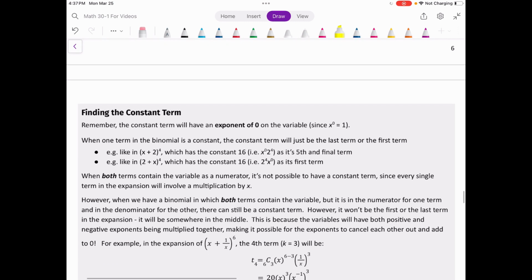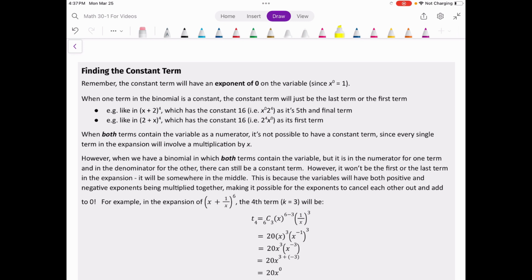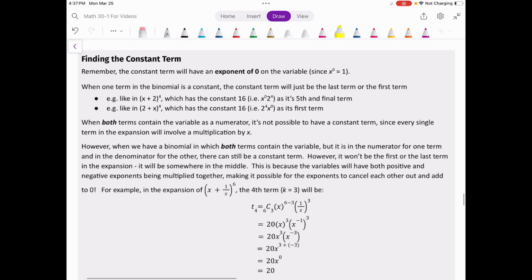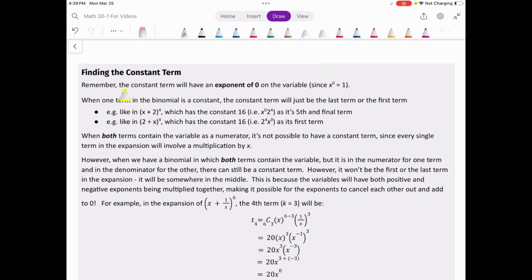Okay, let's talk about finding the constant term and more generally, finding a term when we don't exactly know at the beginning which term we're looking for. So let's start out with talking about finding the constant term. Now remember, if there's a variable there, the variable has an exponent of 0, because x to the 0 is just 1. So this is a constant because really it's just 5 times 1, or 5. So what we're looking for when we're looking for the constant term is the term that will have an exponent of 0 on the variable.